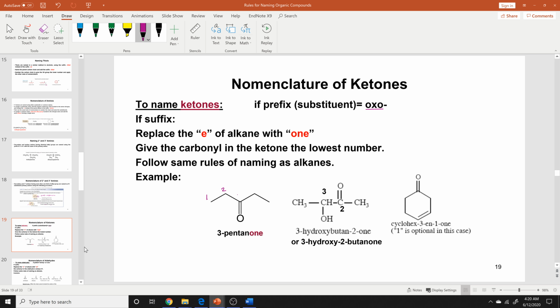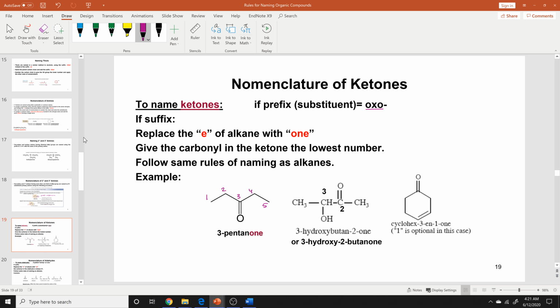It's going to be 1, 2, 3, 4, and 5. So that is going to be pentan. You drop the E and put -one. Never put two vowels next to each other. This is not right. Here I do have a carbonyl and an OH. Look at the priority table at the first slide in this PowerPoint. You're going to see that the ketone is going to be a higher priority than the OH.